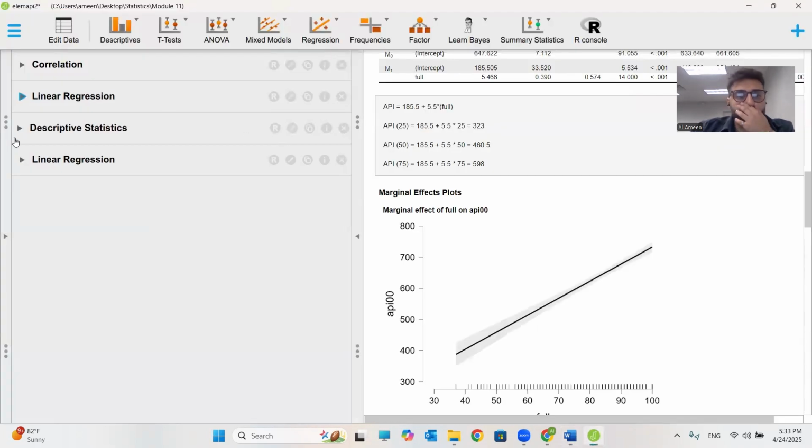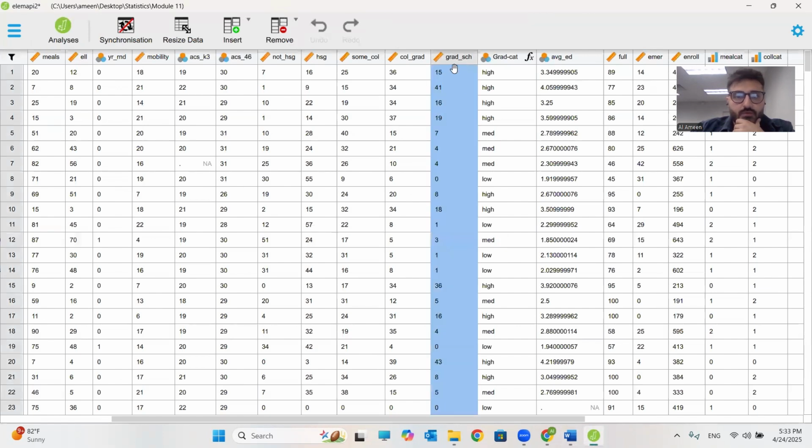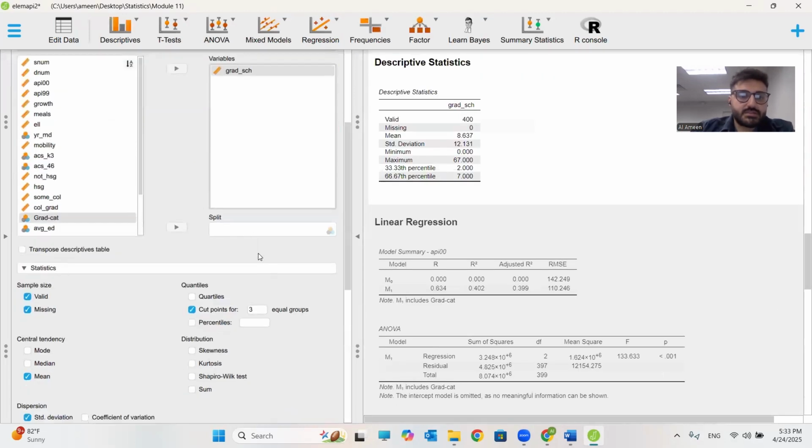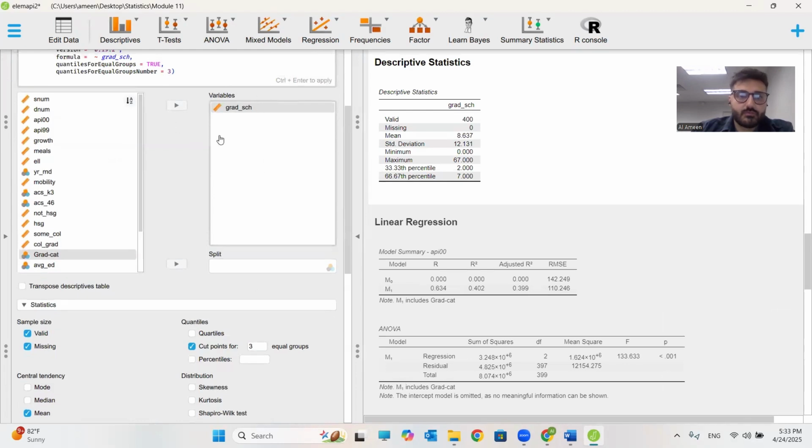So going to JASP and looking at the grad scholar, I'm just going to run some descriptive statistics and import the grad underscore scholar as a variable over here up top and cut it for 3 points. And then looking at the descriptive statistics, we can see that the 33rd percentile holds the value of 2 and the 66th percentile holds the value of 7.